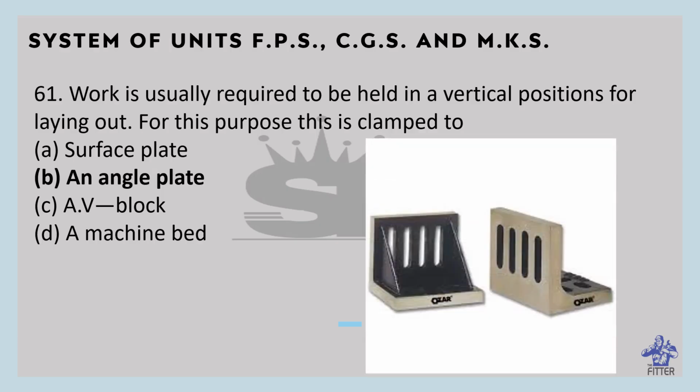You can see in the image, an angle plate is a 90-degree section of a cast steel. It is used to hold work that cannot be held in any other way. Angle plate is also used for vertical reference plane. Surface plate is used for horizontal reference. V block is used to hold round rods or pipes.